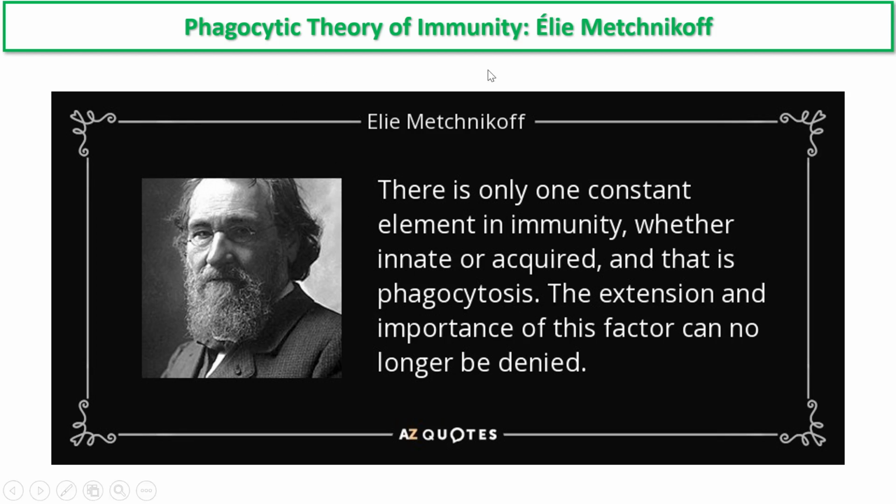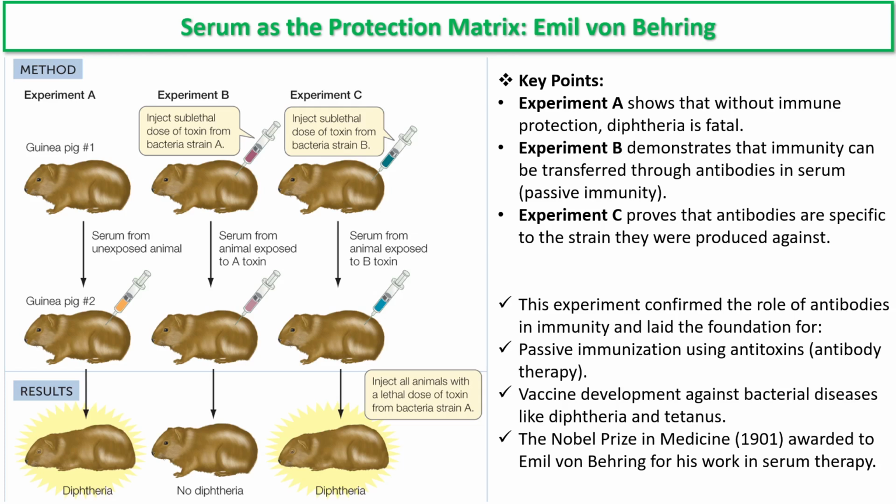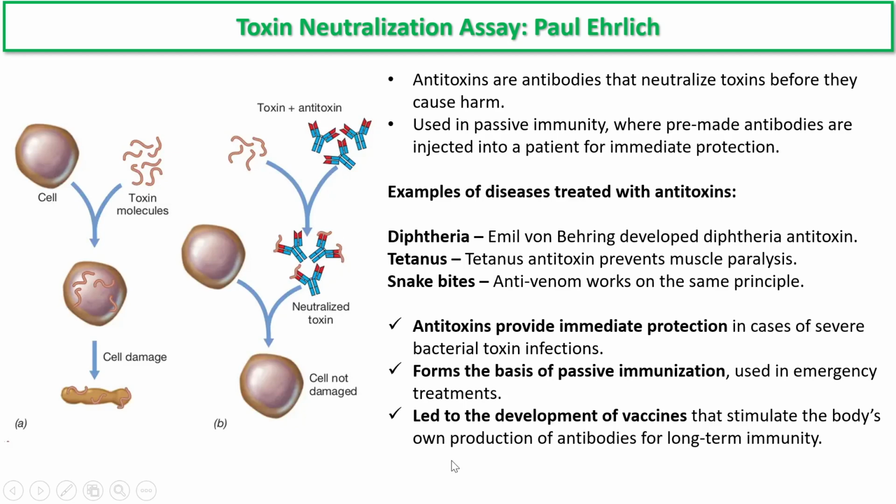Then we have seen the phagocytic theory of immunity from Elie Metchnikoff. Then we have seen the serum as protection experiment from Emil von Behring, where he took three different guinea pigs and injected them with different toxins, and found that the guinea pig containing toxin A developed immunity against toxin A, or strain A. From here we went to the toxin neutralization assay by Paul Ehrlich, where we saw how toxin and antitoxin form a conjugate, protecting our cell from damage. This is actually what happens in the case of snake bite, tetanus, and diphtheria.